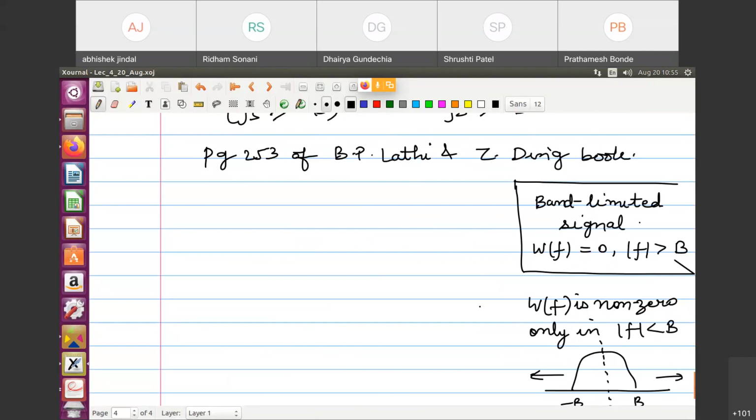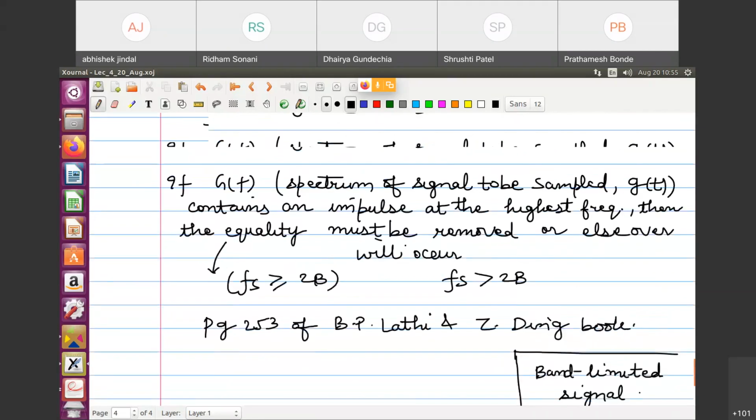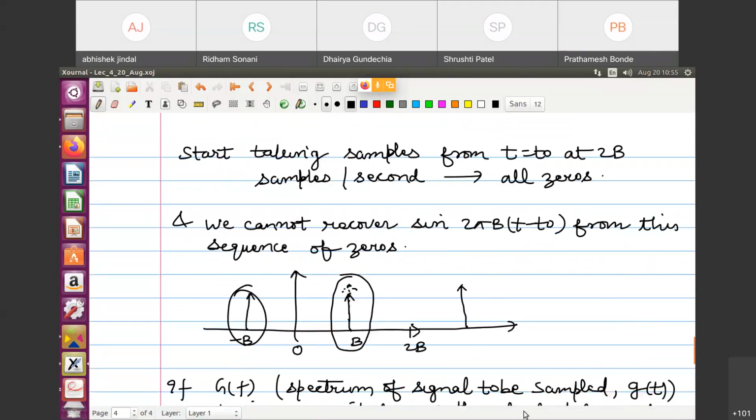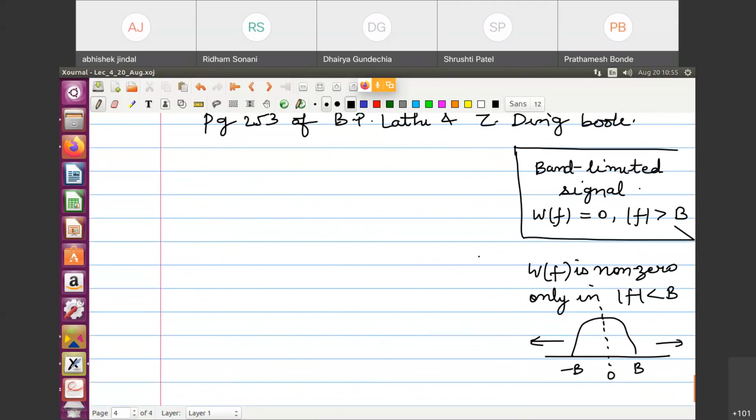For that, I will upload these PDFs. I generally upload after every lecture, and we'll continue doing that. So you can just go through these handwritten PDFs. Now, let us go ahead.